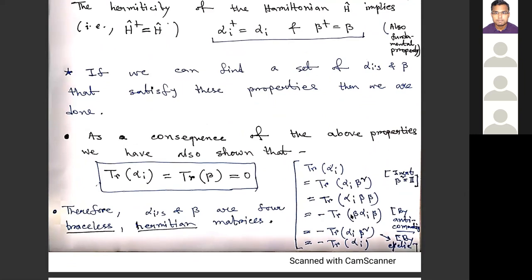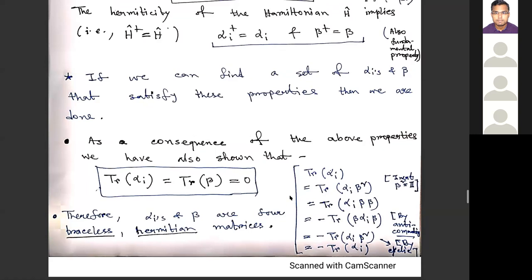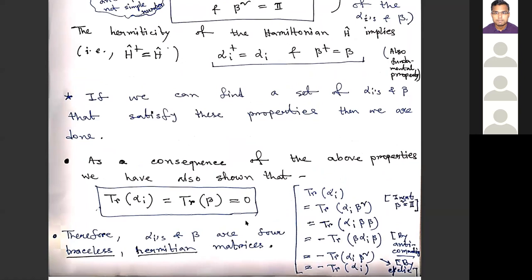And then you just use the cyclic property of the trace. So then it will be alpha I beta square. And beta square is again identity. So this is basically minus the trace of alpha I. So the trace of alpha I is equal to minus the trace of alpha I. And then it's actually 0, right? If x is equal to minus x, the only solution it can have is what? 0, right? x equals 0. So the trace of alpha I is 0, and by a similar argument you can check that the trace of beta is also 0. So alpha and beta are basically traceless Hermitian matrices.